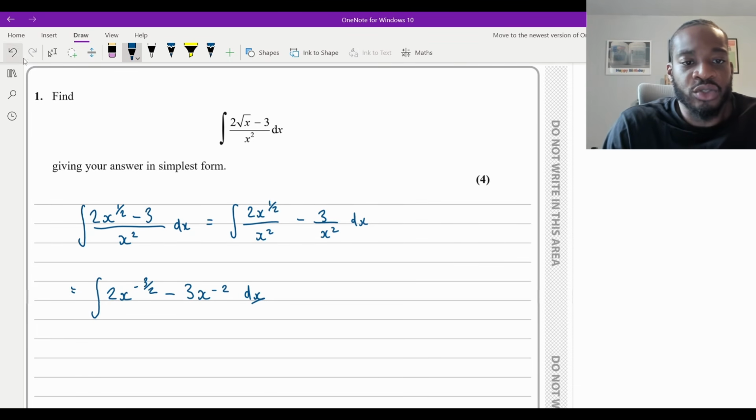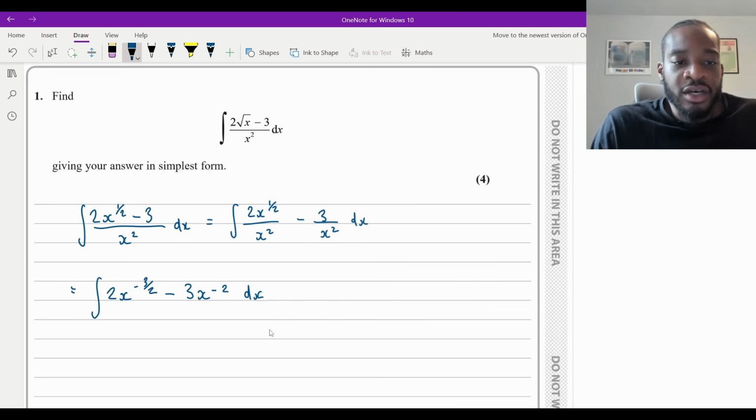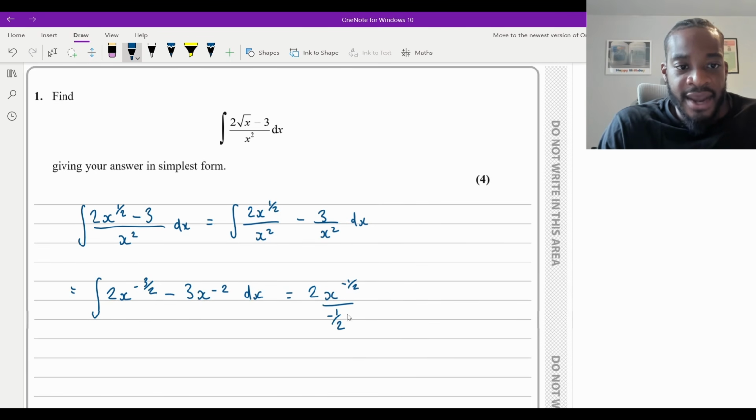Now we are in a position to start integrating, right? Because we've got it in the form of x to the power of n. So now what do we do? We add 1 to the power divided by the new power. So that's going to be 2. And then if I add 1 to that, minus 3 over 2 plus 1, which is 2 over 2, that's going to be minus a half. So x to the minus a half divided by the new power. And then we've got a minus 3x, and then add 1 to the power is going to be minus 1 divided by the new power minus 1 plus your constant of integration.